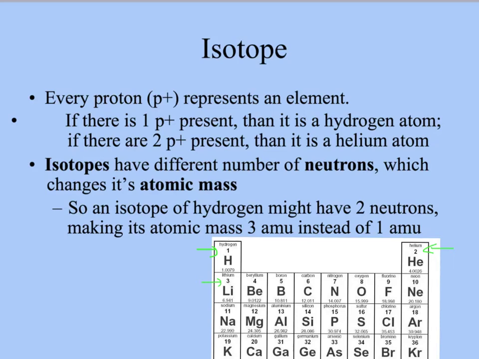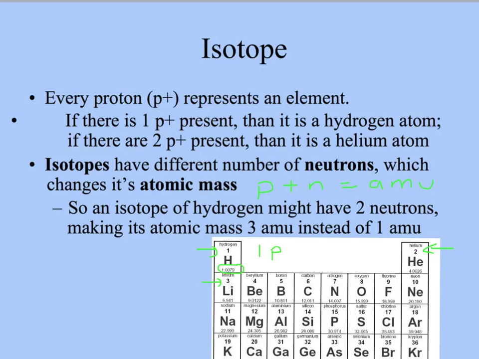Isotopes have different numbers of neutrons, which changes its atomic mass. Atomic mass is protons plus neutrons. That gives you your atomic mass unit. Hydrogen has an atomic mass of 1. Normally, hydrogen has 1 proton and no neutrons, so it has a mass of 1.